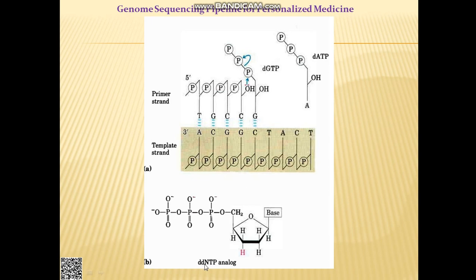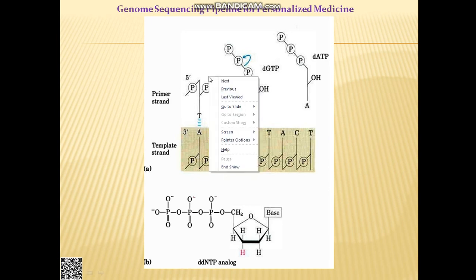So here it is ddG. 2 Ds are there. Means what? It is dideoxy. So there is no hydroxyl group. So if the hydroxyl group is not there, what will happen? After the GC, this bond is complete, this bond will not be completed. Understood? So you will get a chain up to this much. So here this is happening.